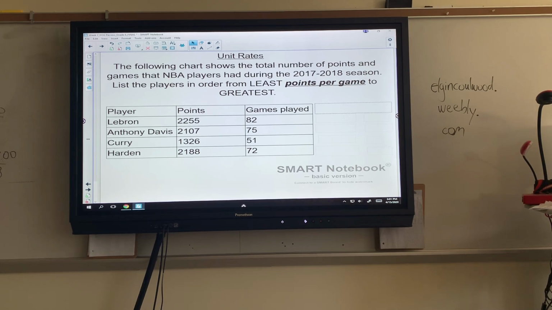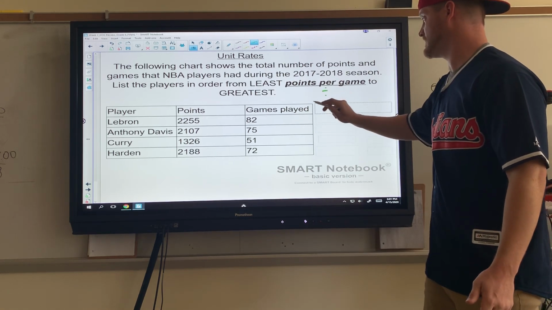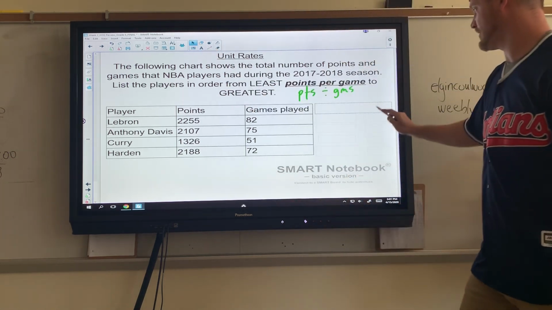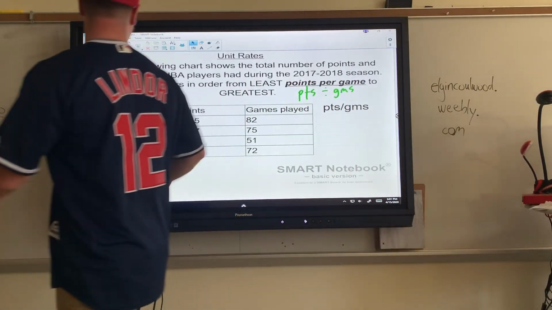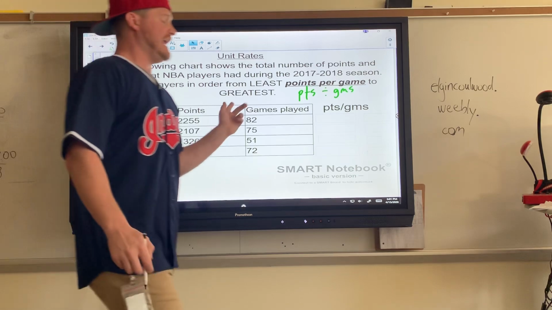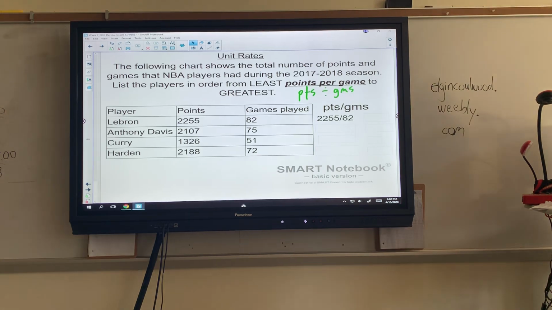We're going to list them in order from least to greatest from points per game. Now notice that points per game is underlined and in bold. That's basically the math problem there. Points per game, whenever we see per, that's basically going to be a division problem. So it's points divided by the number of games played, which is our own category right there. So with LeBron, he scored a total of 2,255 points in 82 games. When you divide it out, 2255 divided by 82 gives us 27.5 points per game.